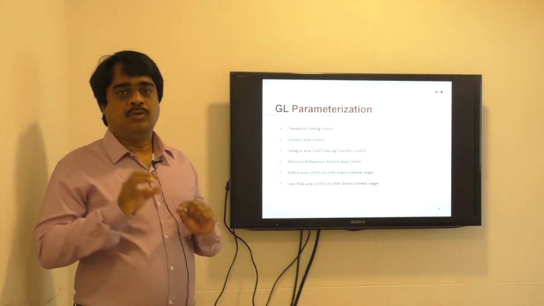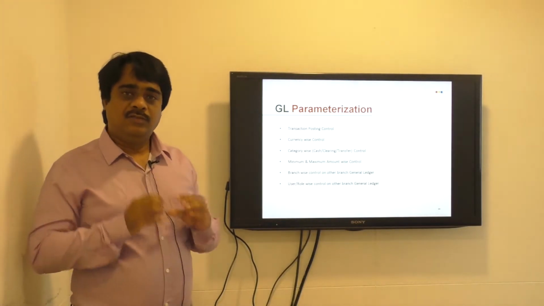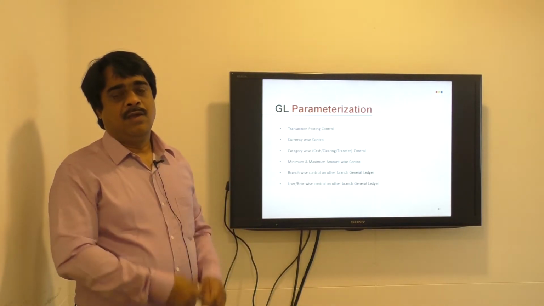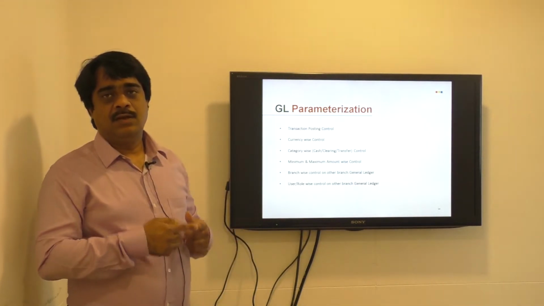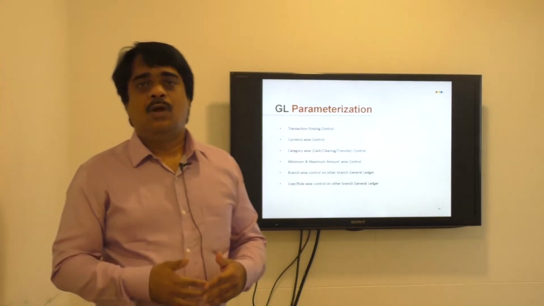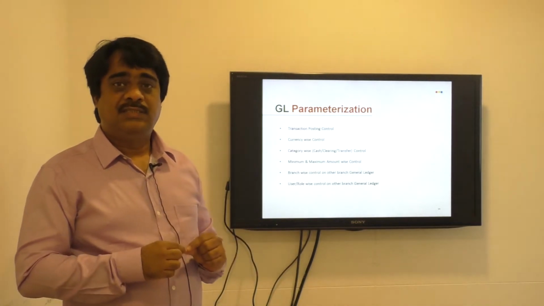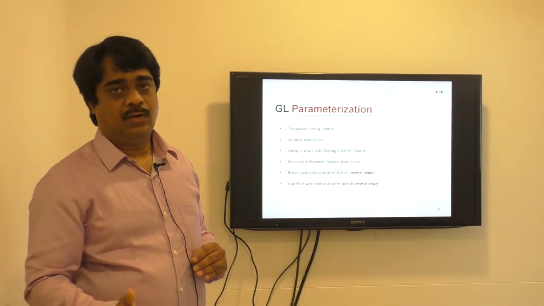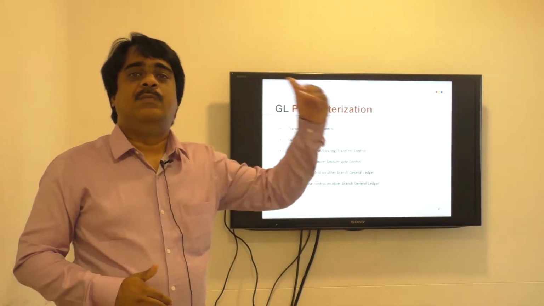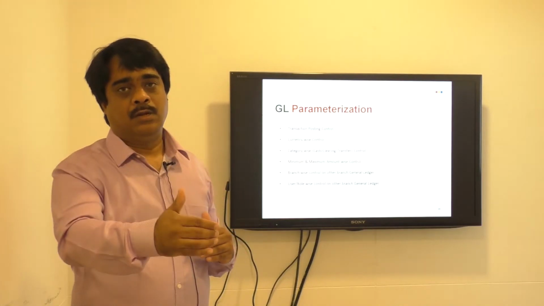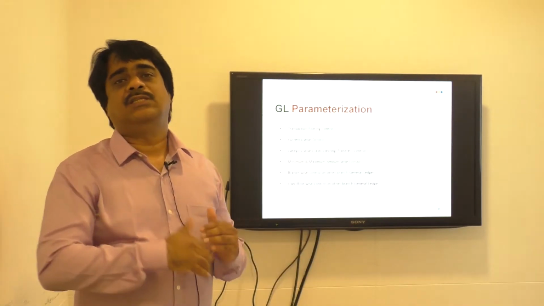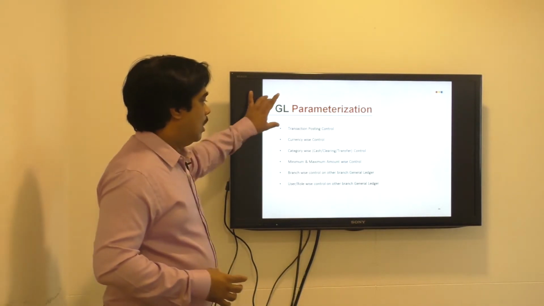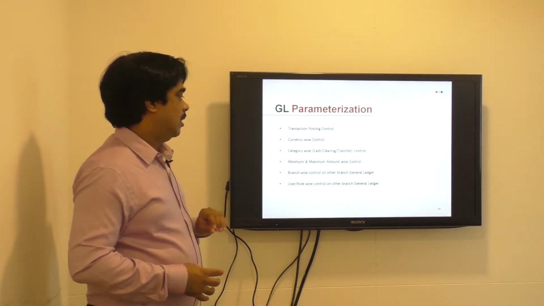The GL posting control program allows you to set what type of transaction, whether it is a cash transaction, a clearing transaction, or a transfer transaction, whether these types of transactions are allowed, whether debit transactions are allowed, whether credit transactions are allowed. If it is allowed, what is the minimum debit, what is the maximum debit, what is the minimum credit, what is the maximum credit. All those types of parameterizations you can do in the GL transaction posting controls.